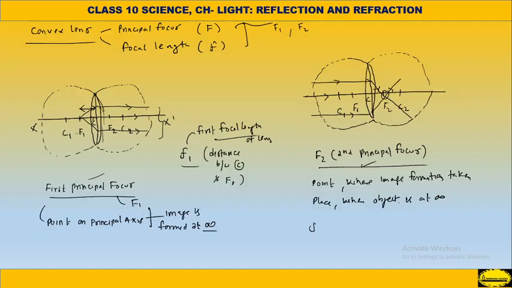Now what about small f2, the second focal length of the convex lens? It is the distance between the optical center and the second principal focus, that is the second focal length, f2. So this is about principal focus and focal length of the convex lens.